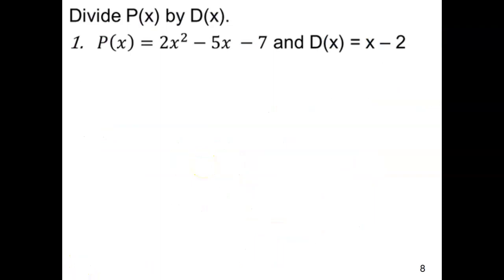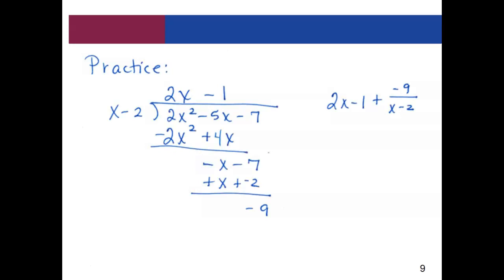Okay, here's one for you to try. Okay, so we put the x minus 2 as the divisor, and here's our polynomial. You can see that you're going to need to multiply x by 2x to get 2x squared. So we'll have 2x squared minus 4x. Change the signs. These are going to cancel. We'll end up with negative x minus 7. This needs to be multiplied by a negative 1 so that it matches up with this. Change our signs, and we end up with negative 9 as the remainder.